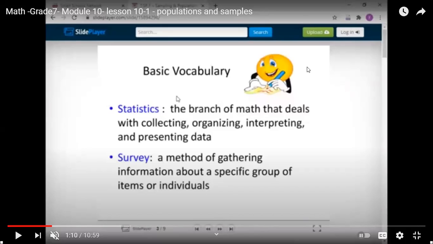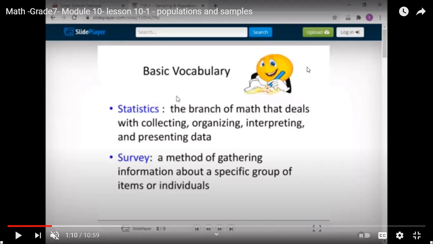Okay? And what about survey? What is the meaning of survey? In your opinion, tell me. A method of gathering information about a specific group of items or individuals. Thank you, Yusuf. I'm happy to hear your voice, Yusuf. Good morning. So the survey is a method of gathering information about a specific group of items or individuals.